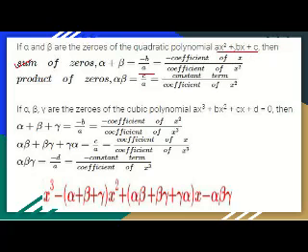Negative coefficient of x divided by coefficient of x squared. Product of zeros is what? Alpha into beta. It's nothing but c by a. Right, c by a is nothing but the constant term by the coefficient of x squared.